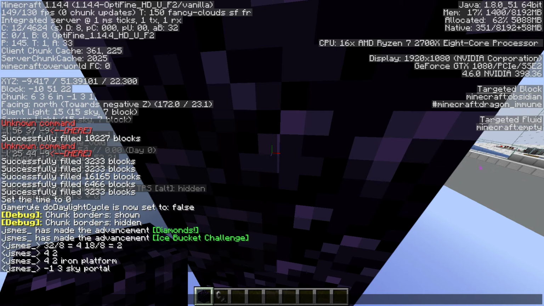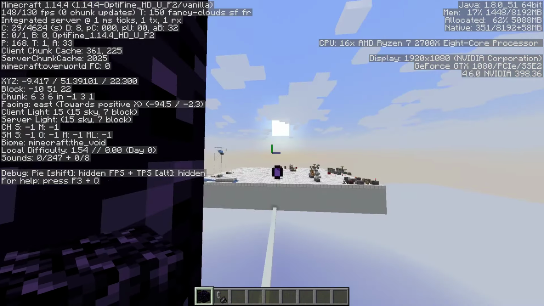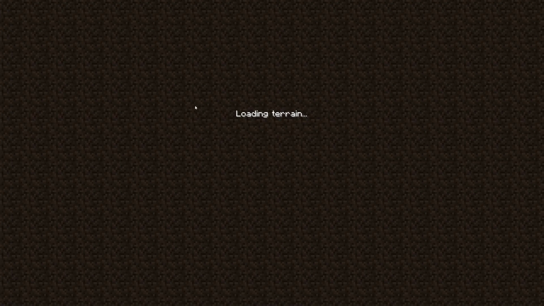So these portals are very close together. As you can see, 4, 2 and -1, 3. But they should not hook up to each other, as long as you set it up correctly.